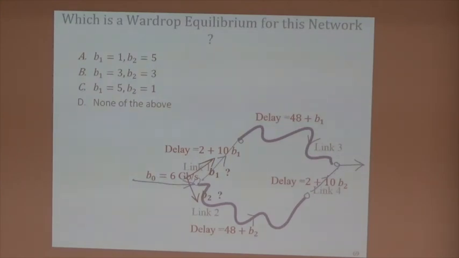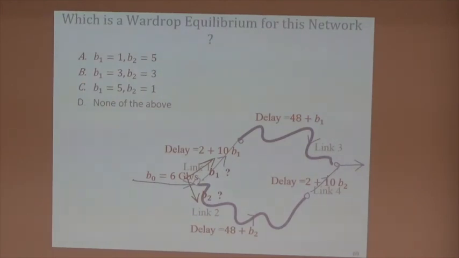Sorry, for this network, here I'm giving the delay on every link. So I have 6 gigabits per second on the left that want to go to the right. I have a first link that has a delay of 2 milliseconds plus 10 times the amount of traffic that is going here, in gigabits per second. So if all traffic goes this way, the delay on the first link will be 2 plus 10 times 6, that will be 62 here, plus here 48 plus 6. That will be the delay here. And similarly with exactly the same numbers here.